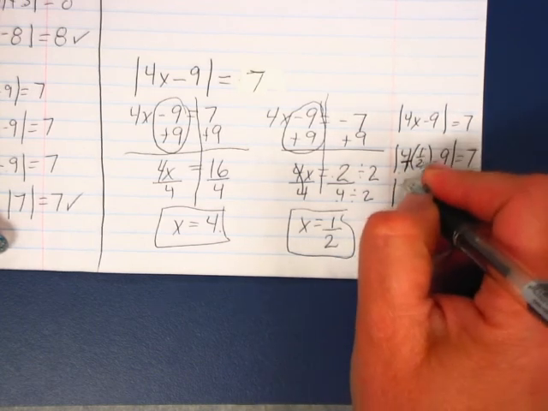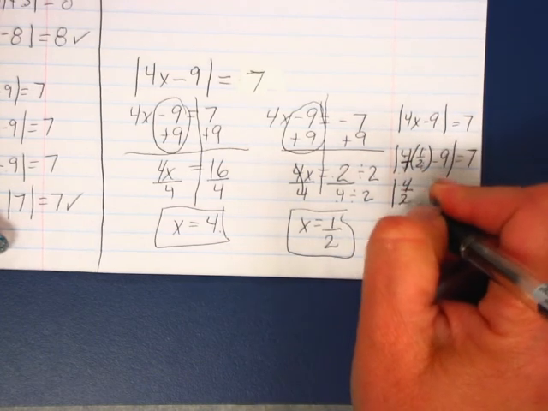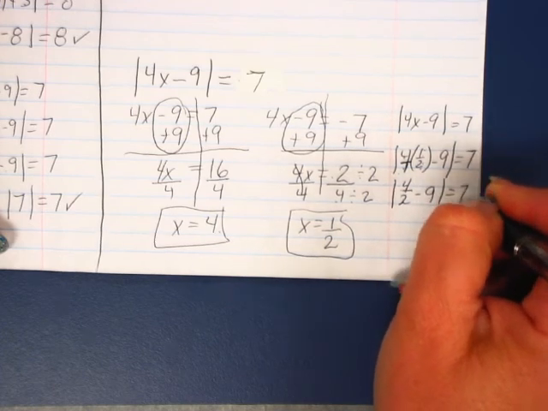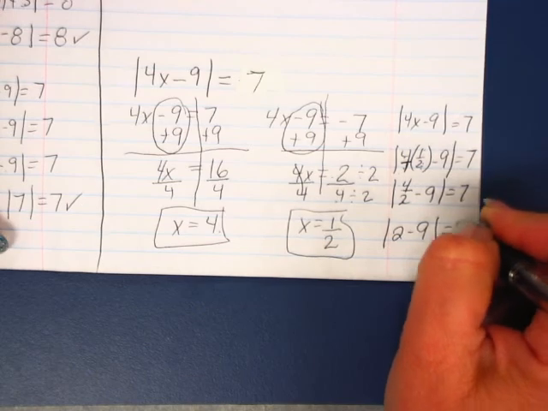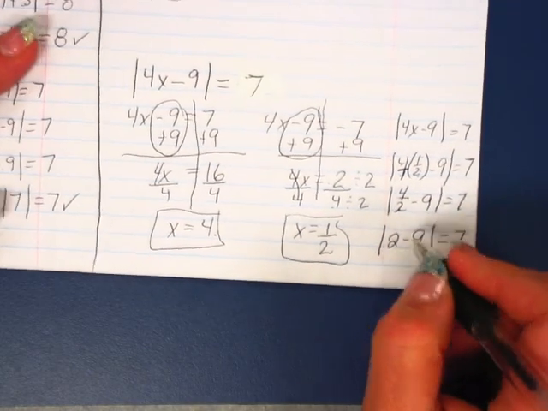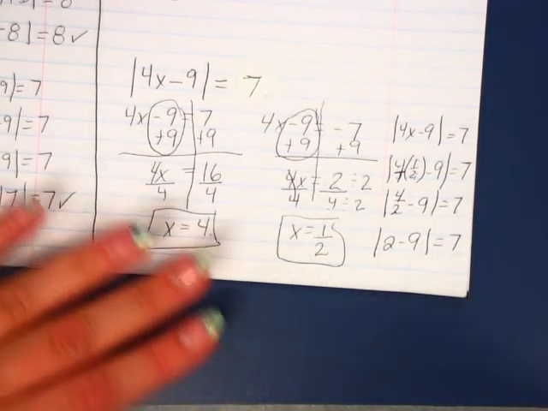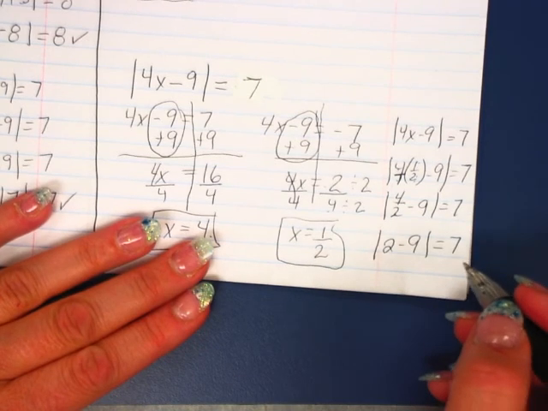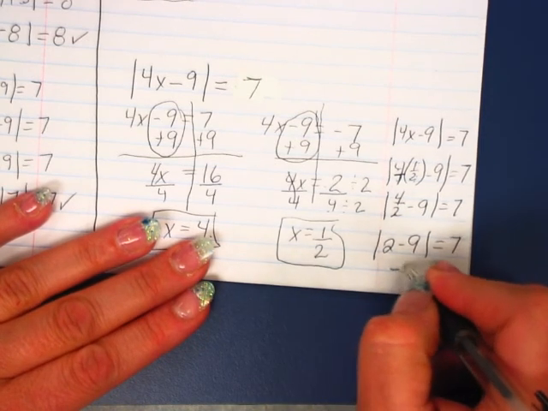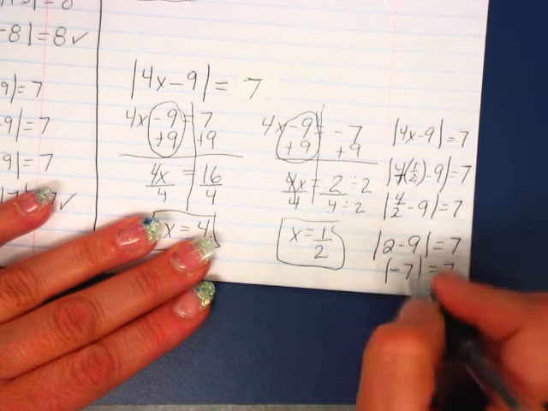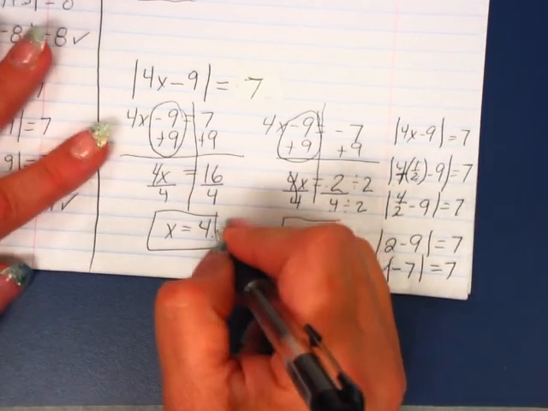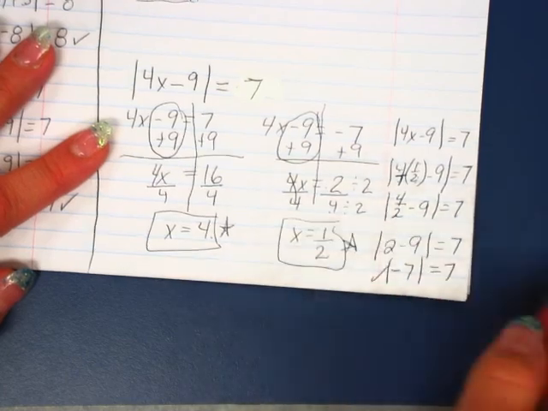You multiply the top and you multiply the bottom. So 4 times 1 is 4, 2 times 1 is 2, minus 9. 4 divided by 2 is 2 minus 9. And then here I get 2 minus 9. One's positive, one's negative, so we subtract. I get negative 7 is the absolute value. And does negative 7's absolute value equal 7? Yes. So both of my answers work.